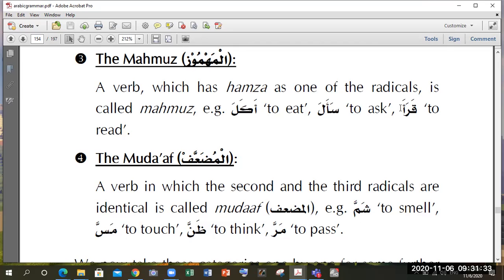Qara'a, again mahmuz. Again, hamza. In the first verb, hamza was coming in the beginning. Here, hamza was coming in the middle, and here hamza is coming in the end.